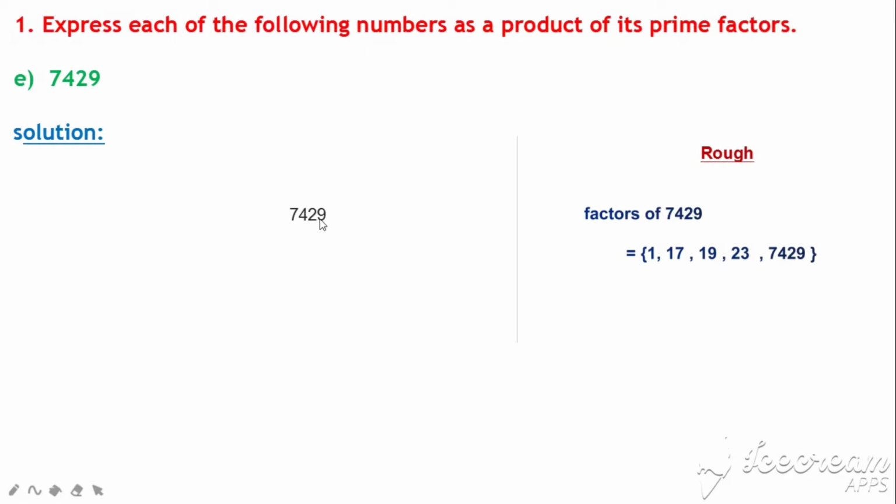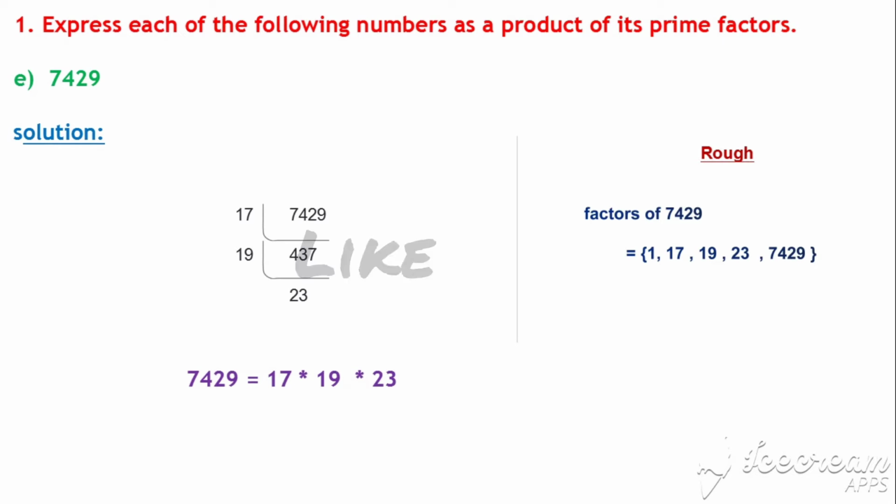So 7429 can be expressed as 17 into 437. Now 437 can be expressed as 19 into 23. So 17 is a prime factor, 19 is a prime factor and 23 is a prime factor. So therefore 7429 can be expressed as 17 into 19 into 23, which is nothing but the solution to this problem.